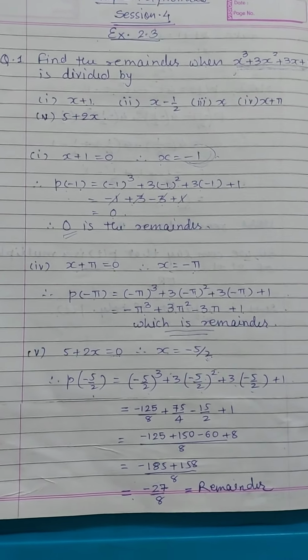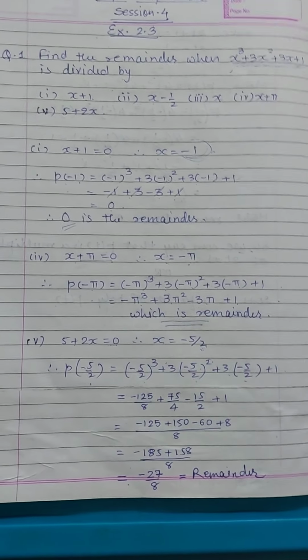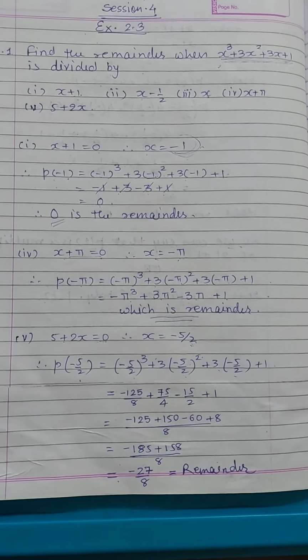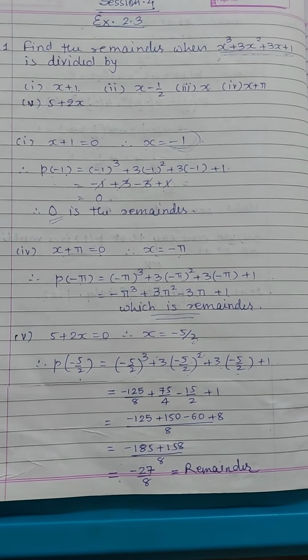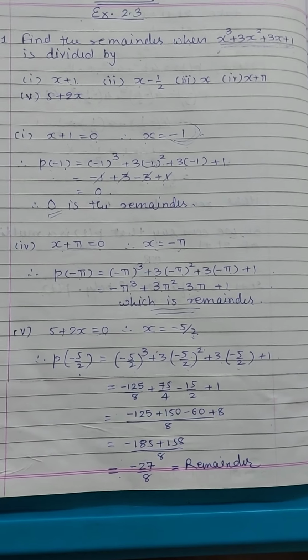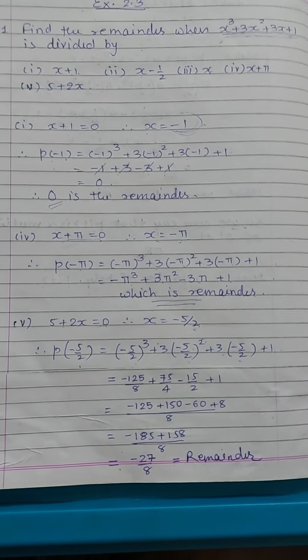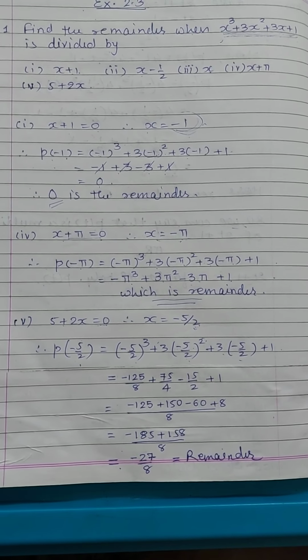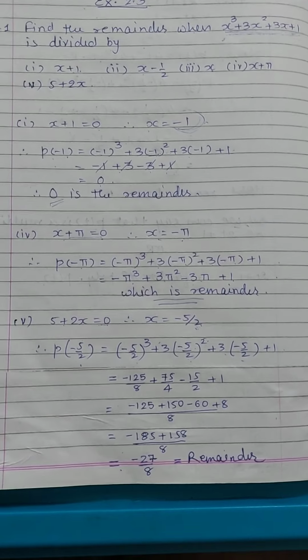Exercise 2.3, first question: find the remainder when x cube plus 3x square plus 3x plus 1 is divided by 4 linear polynomials that are given. Here I have taken 3 questions from the given 5. The rest of them you have to practice, right?